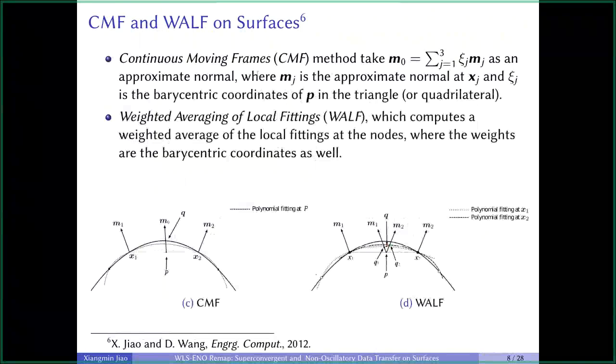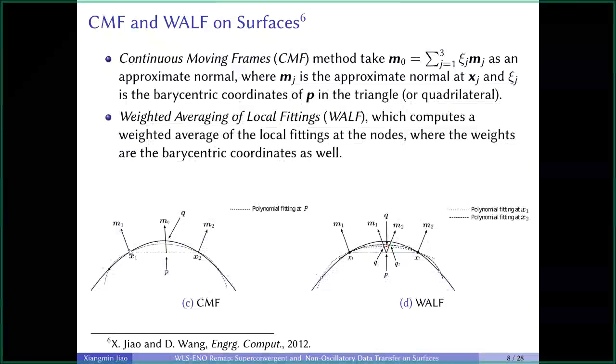And so we use WLS in two methods. One is what we call continuous moving frames, which is similar to what is known as moving least squares. This is for surfaces. On the surface, we don't have a global coordinate system. Well, we have a global coordinate system, but we don't want to use it. Instead, we build local coordinate systems. At each node, you have a normal direction, and from that, you have a tangent plane. And so the question is, away from the nodes, what do you do?